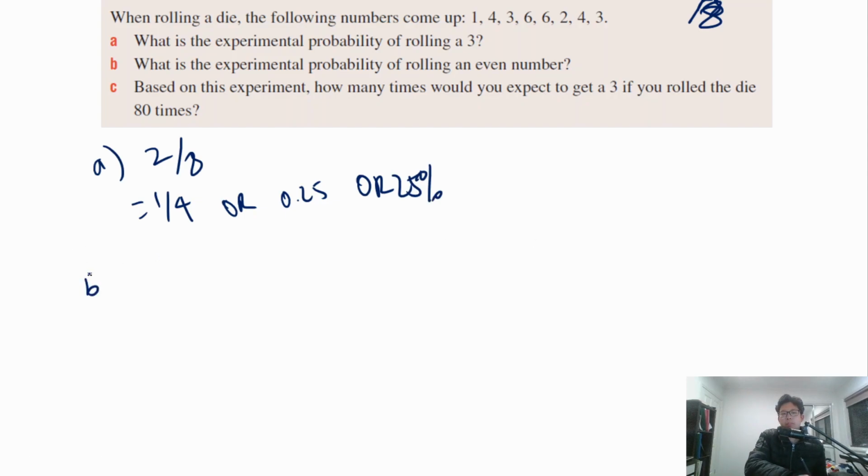B, what is the experimental probability of rolling an even number? We have 1, 2, 3, 4, 5 even numbers, so that'll be 5 over 8. You can convert that to a decimal or a percentage if you wish.